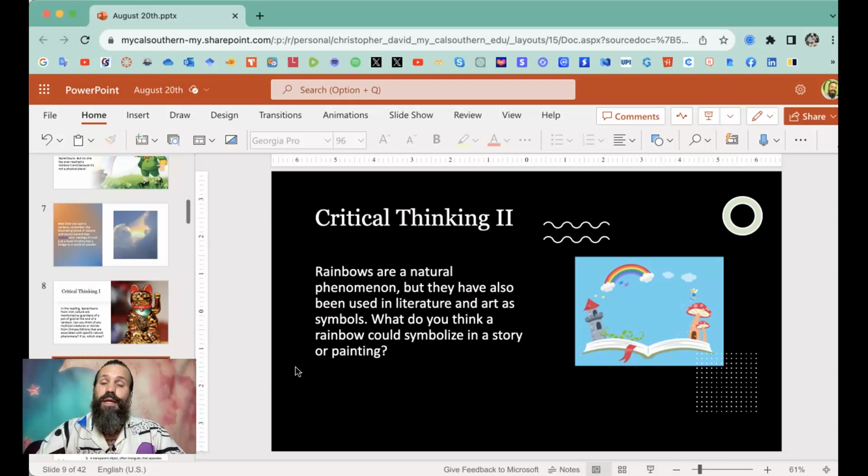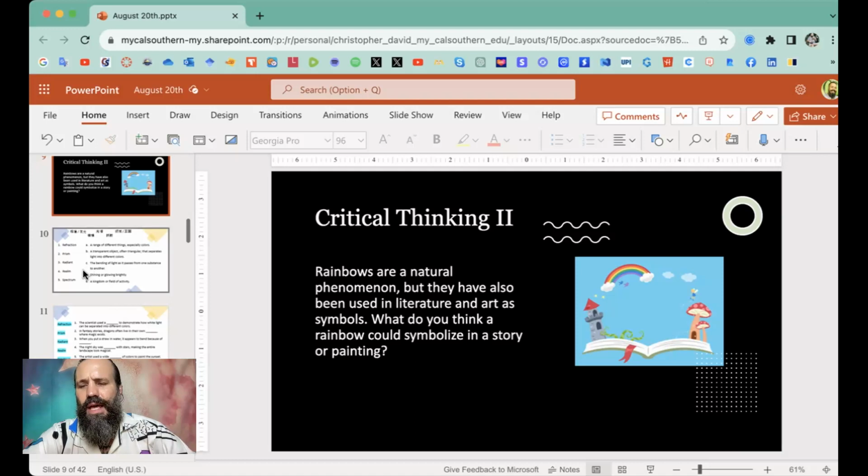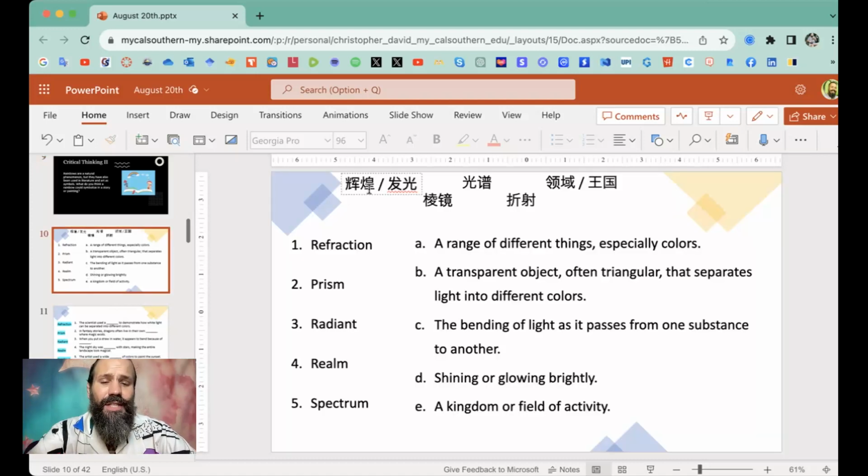Again, it could be any. This answer is very open for many different things. I got like imagination, hope, love, all kinds of different magic. We get all these different ideas and concepts. And then, as you see, there are Chinese words that match with these.